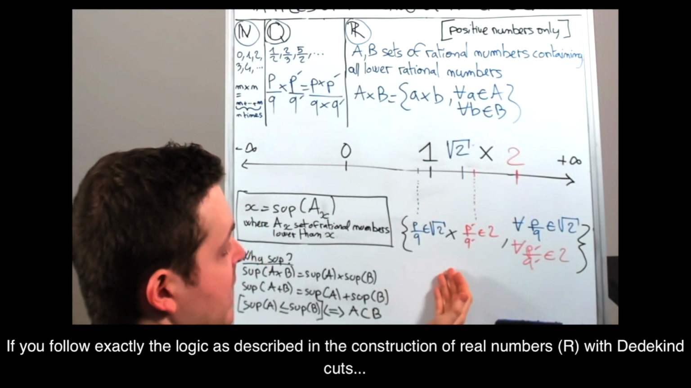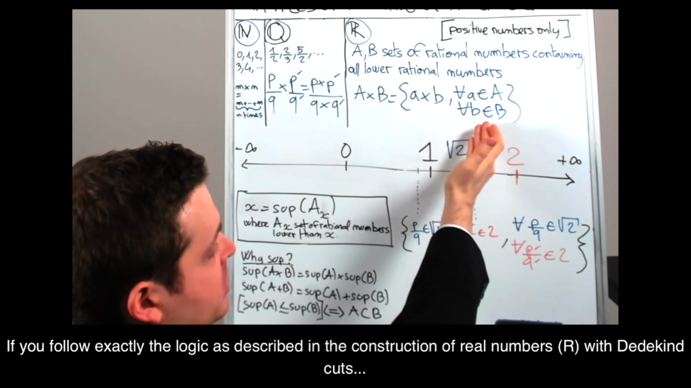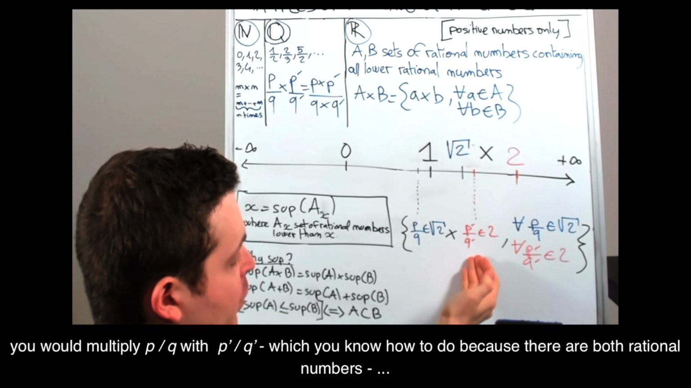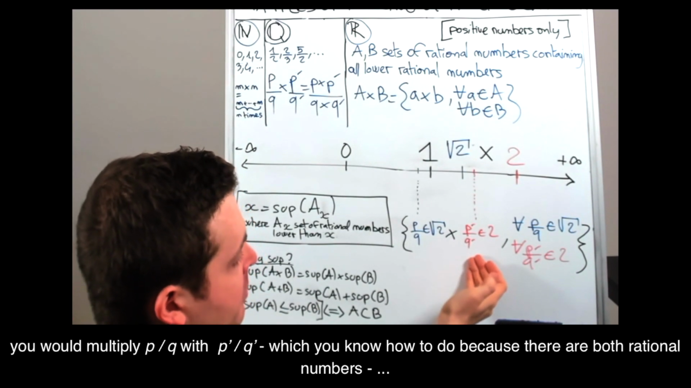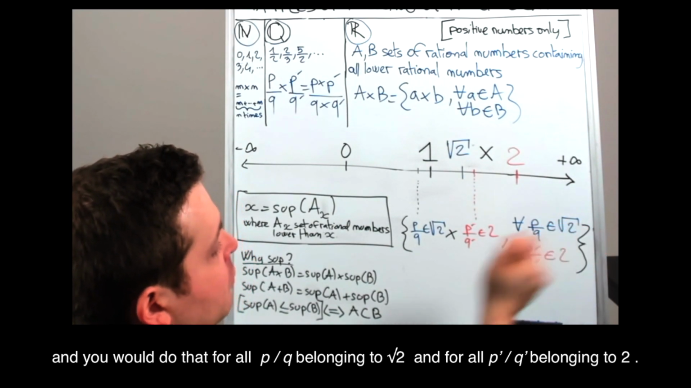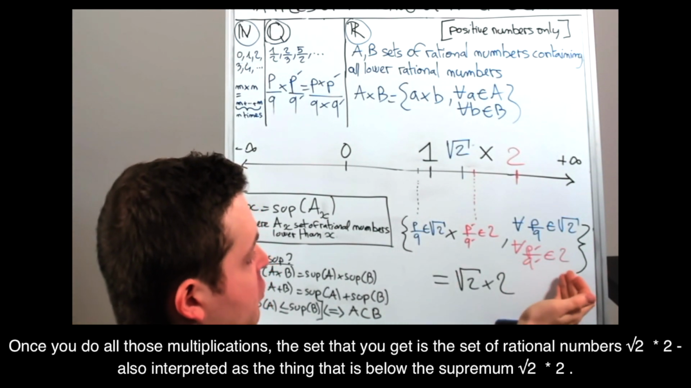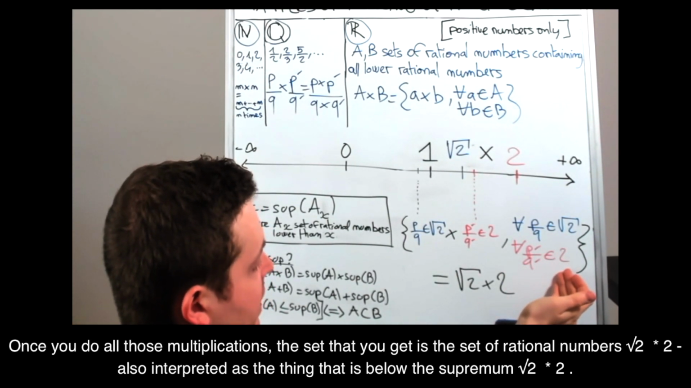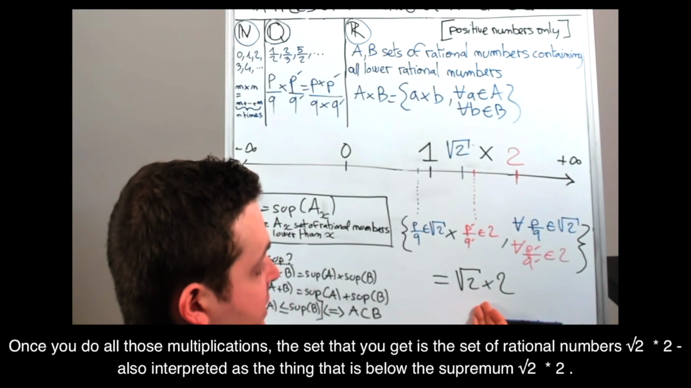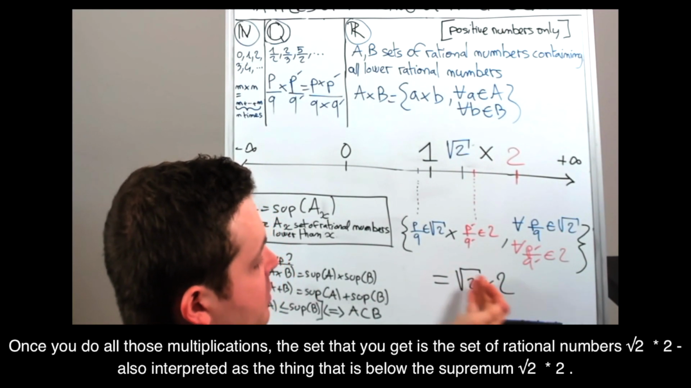If you follow exactly the logic as described in the construction of real numbers with Dedekind cuts, you would multiply p over q times p prime over q prime, which you know how to do because they are both rational numbers. And you would do that for all p over q belonging to square root of 2 and for all p prime over q prime belonging to 2. Once you do all those multiplications, the set that you get is a set of rational numbers, square root of 2 times 2, also interpreted as a thing that is below the supremum 2 times square root of 2.